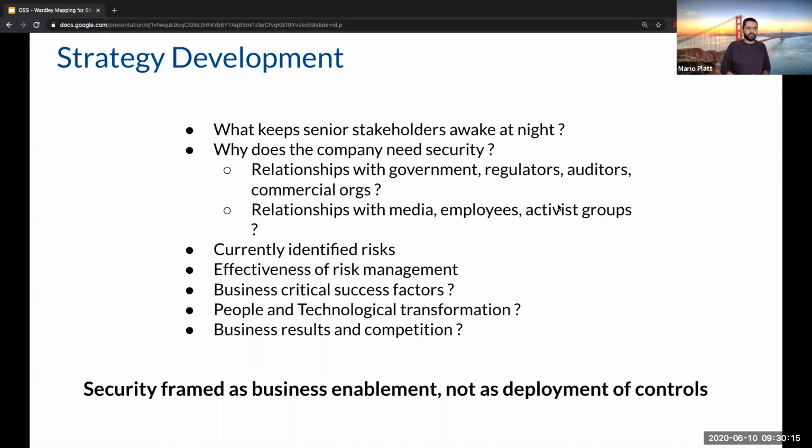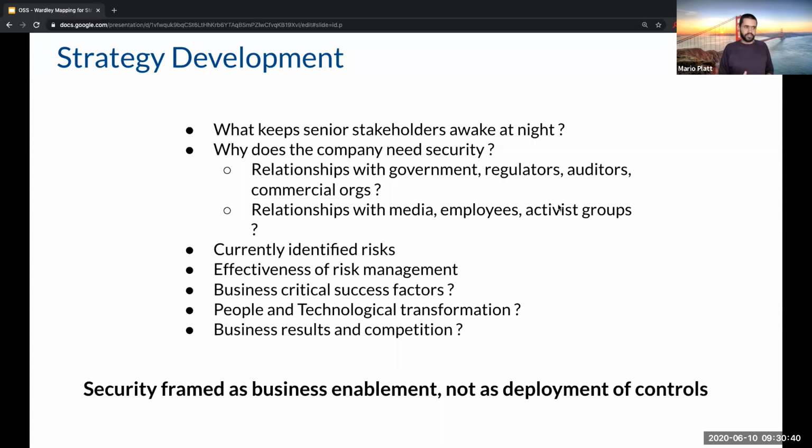And what are the business results in competition, right? Do we have lots of money available to us for transformation? Do we not? Are we spending on par on security with other businesses in our industry, or are we overspending or underspending a lot? So those are all things that can help inform how we should be approaching the development of our strategy.